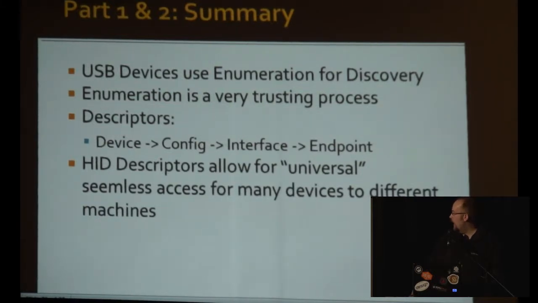So just to summarize on the first part, for USB devices, the enumeration process is very important because that's what makes USB USB. And it's a very, very trusting process, and that's the part that is easily, potentially exploitable. And just remember the descriptors: device, config, interface, and endpoint. It's always in that order because you will always see it. And because HID descriptors allow for universal access, which we just sort of described.